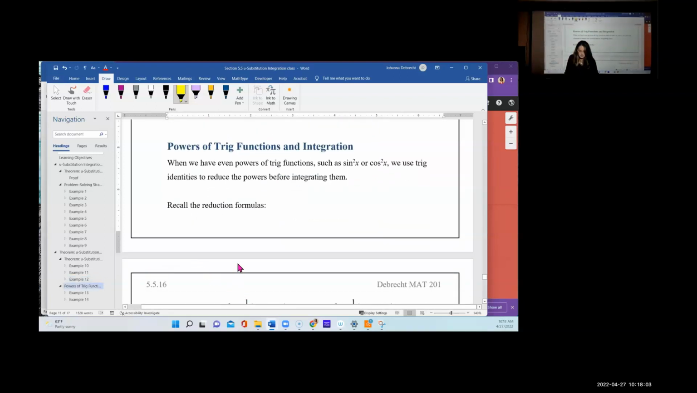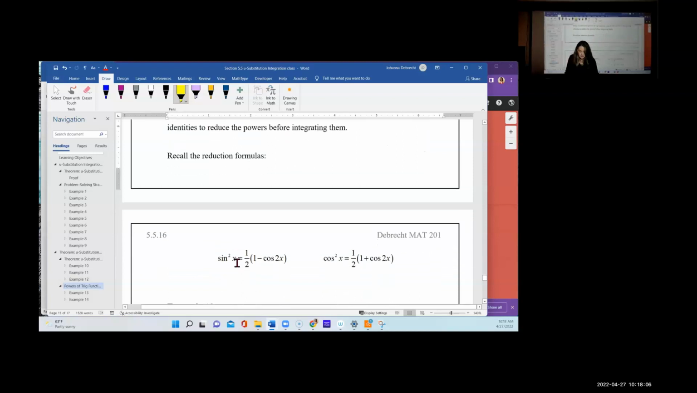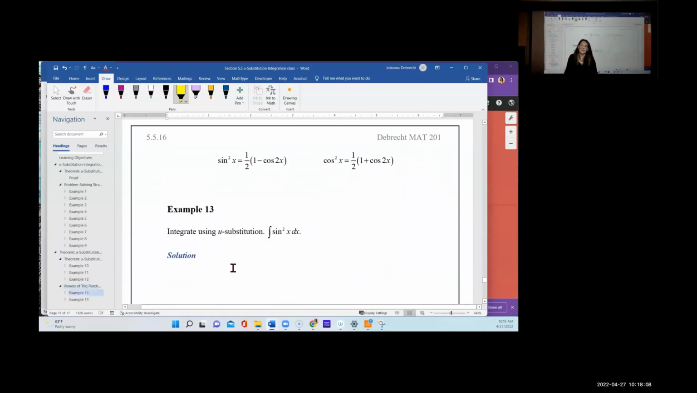Let's look at powers of trig functions and integration. This is actually a calculus 2 topic, but we cover it in calculus 1 as well. You will cover it again in calculus 2, so this is not going away. But this is how we deal with even powers of sine and cosine. And it is specifically sine and cosine. It is pretty much where we break down the higher powers by using even powers of sine and cosine. So sine squared and cosine squared.